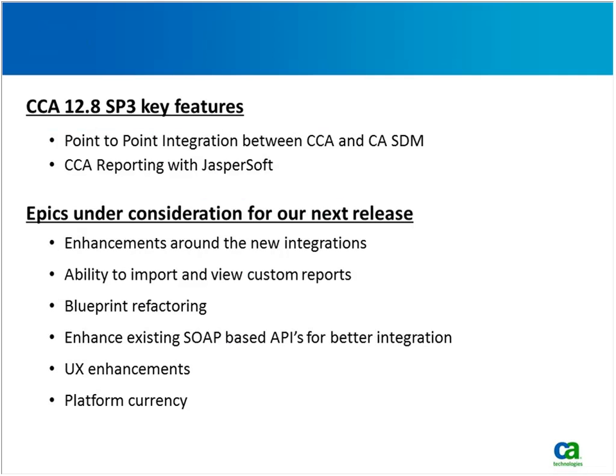With that theme in mind, we have picked two main marquee features. The first is the CCA SDM point-to-point integration, which is one of the very widely used deployments in the field. With this new integration, we wanted to move away from Catalyst, as there is no or limited support for it. We also identified that the new point-to-point integration is far more scalable and also more performant.